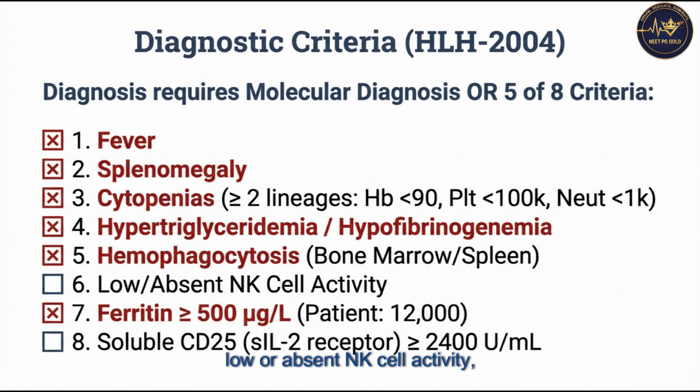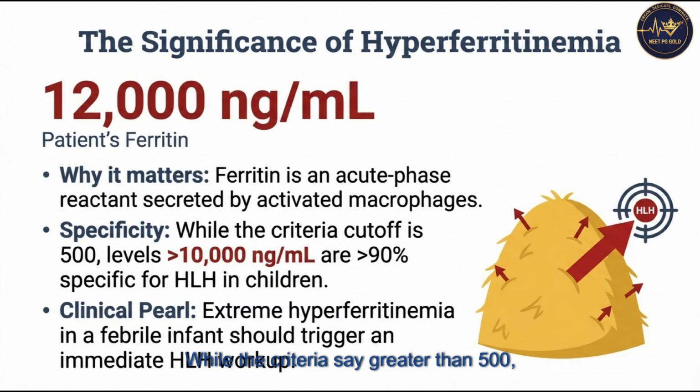6. Low or absent NK cell activity, 7. ferritin greater than 500 micrograms per liter, 8. soluble CD25 elevation, which is the IL-2 receptor. Let's focus on ferritin. While the criteria say greater than 500, levels greater than 10,000 nanograms per liter are over 90% specific for HLH in children. Extreme hyperferritinemia in a febrile infant is a red flag that demands an immediate workup.